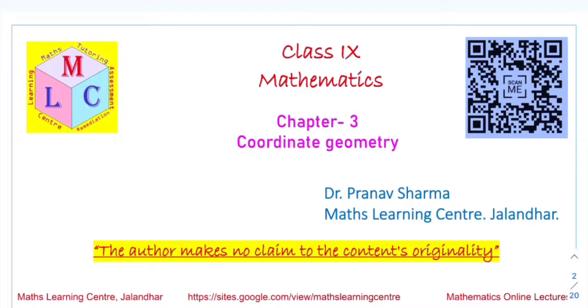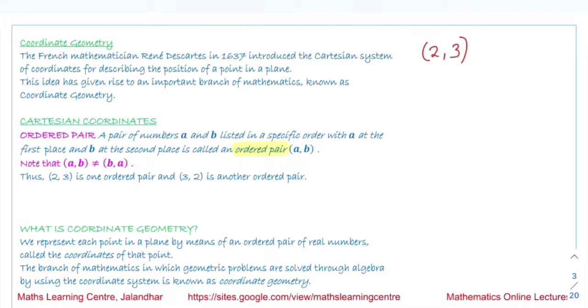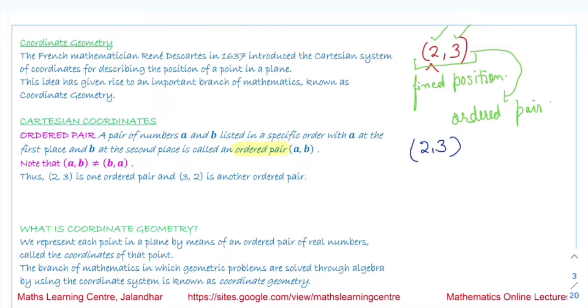So if we are given two numbers, say 2, 3, a pair of numbers is given to us. If we fix the position of these numbers, that is 2 is at the first place and 3 is at the second place, then this kind of pair is called an ordered pair. As mentioned here, 2, 3 is an ordered pair. It means 2 is the first element, 3 is the second element.